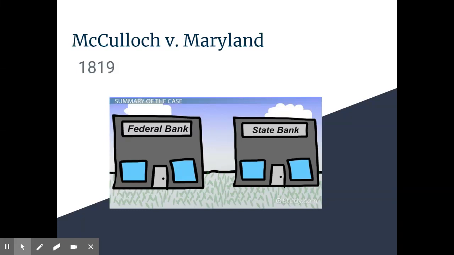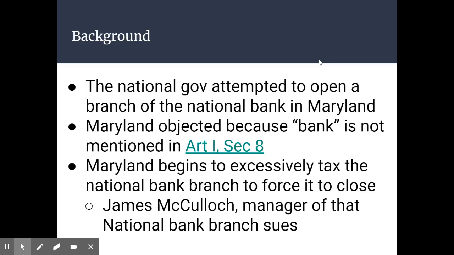The 1819 infamous case of McCulloch versus Maryland is the first of the 15 mandatory cases that you'll need to know this year. And it's the first of two federalism-related cases that we'll go over in this chapter. So the main dispute in this case involves the national government's attempt to open up a branch of the national bank within the state of Maryland.